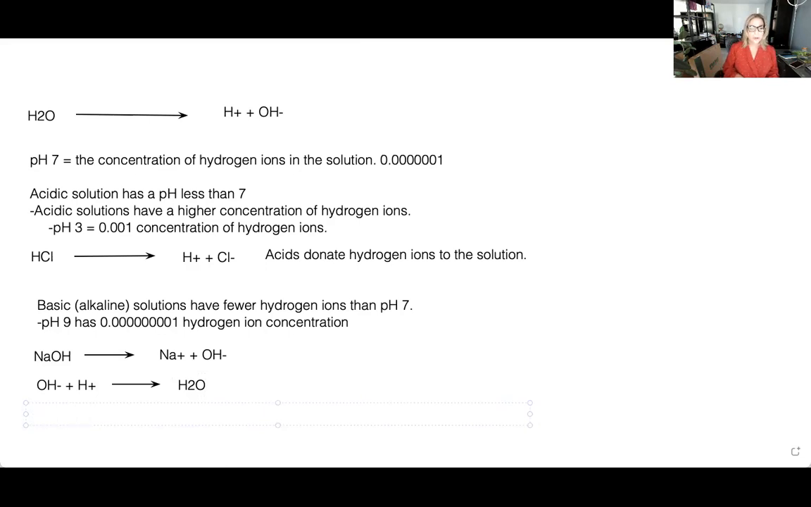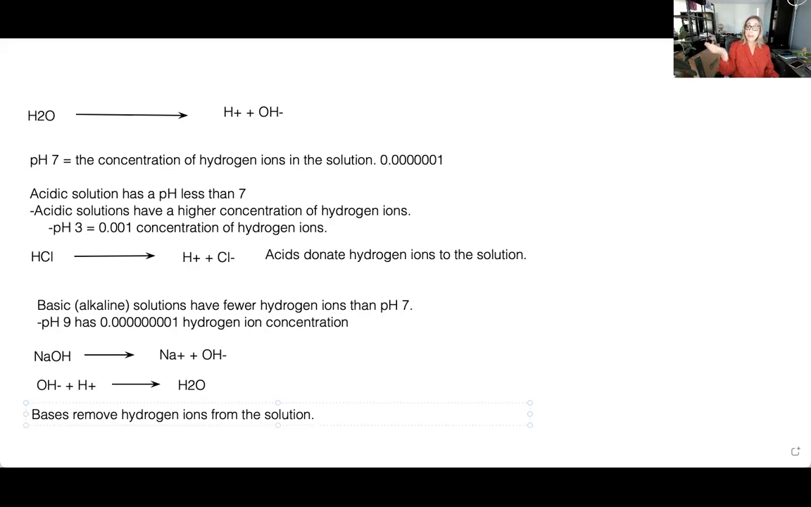I may have just said that backwards, I'm not sure. But bases remove hydrogen ions from the solution. Okay, they break up and release hydroxide ions. The hydroxide ions bind with hydrogen ions to give you water. So the take-home message here is that acids donate hydrogen ions. Bases remove hydrogen ions.